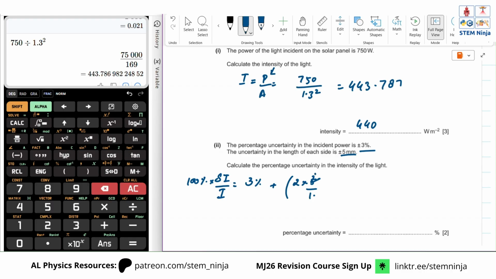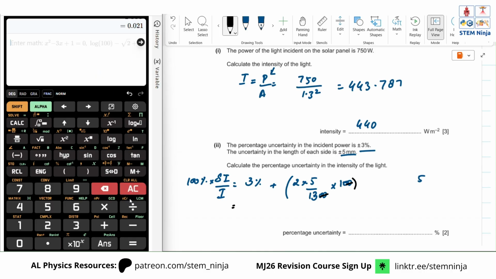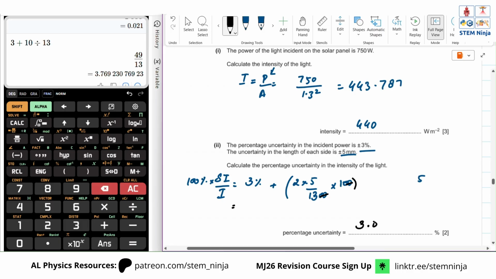So 5 over 1300 would give the same value as 5 divided by 1000, 0.005 divided by 1.3. And then this is times by 100, and as you can see, the zeros will cancel out. Right. So percentage uncertainty in the intensity would be 3 plus 10 divided by 13. This is going to be 3.7 or 3.8%.